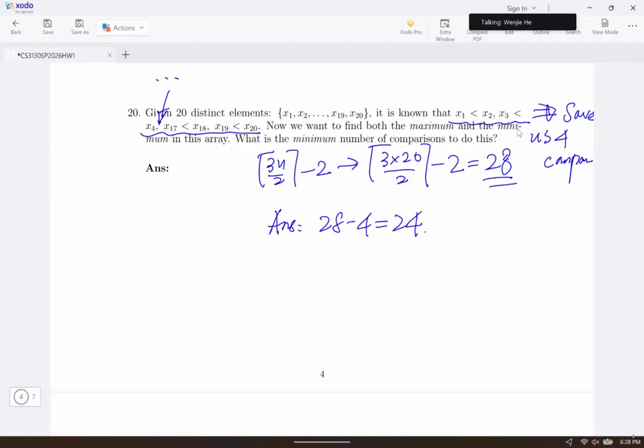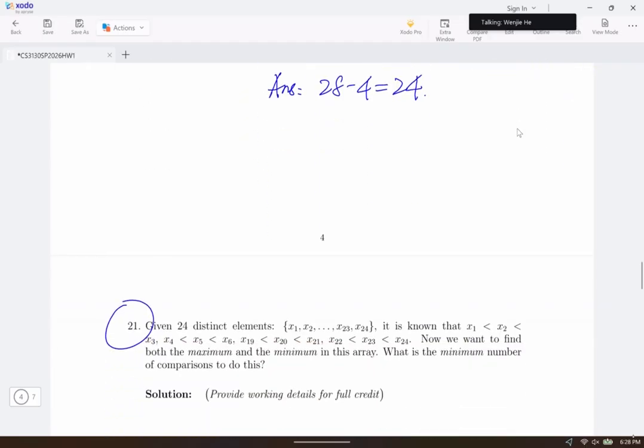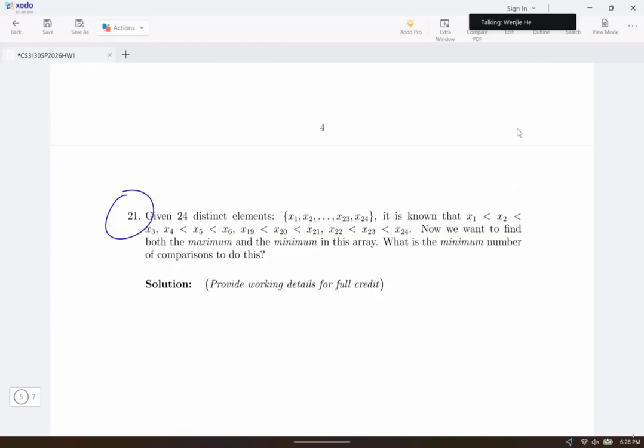Then some students use a similar idea in question number 21, but it's not quite right. Let me explain why. Look at the inequality: x1 less than x2 less than x3. Three elements in an inequality, different from our previous question. So each inequality has 3 elements.